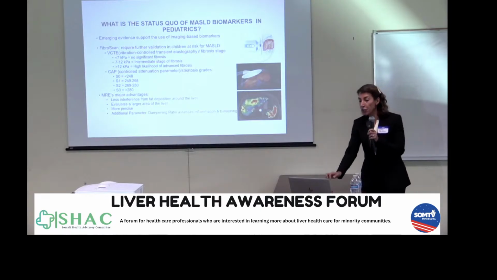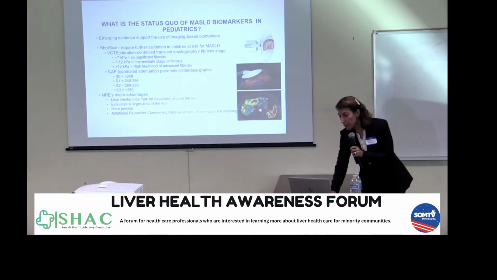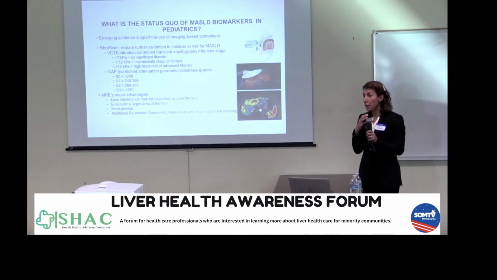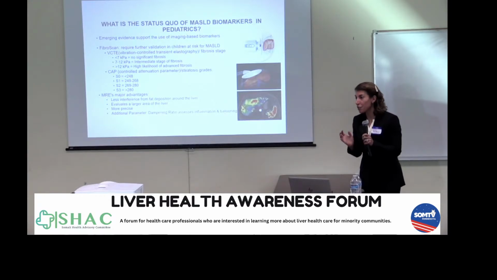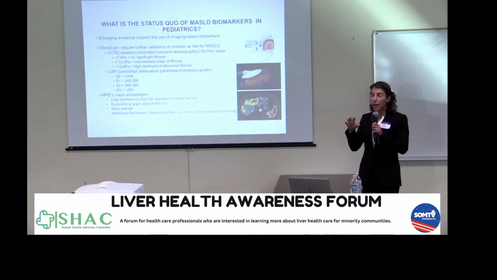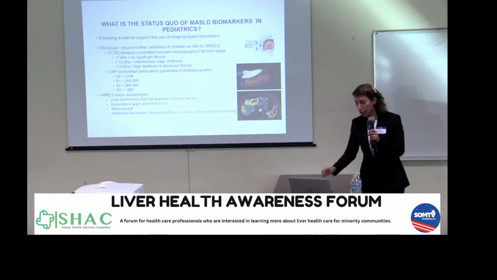So if I do a liver biopsy from this spot, for example, I'm going to have a very high fibrosis score, a fibrosis grade. But if I do a liver biopsy from this side, it's going to show as normal. That's why the liver biopsy is not very accurate, and the MRE can give you a more comprehensive assessment of what's going on in the liver.